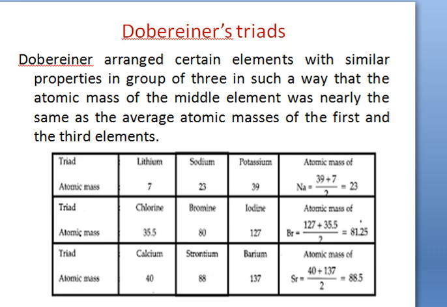But when you go to the second step, where he placed chlorine, bromine, iodine in one group because of their similar properties, and you calculate the average atomic mass of the first and third, that is chlorine and iodine, the average atomic mass for bromine, the middle atom, is 81.25, but the actual atomic mass of bromine is 80. This means there are some limitations, or drawbacks, in the Dobereiner triad concept.